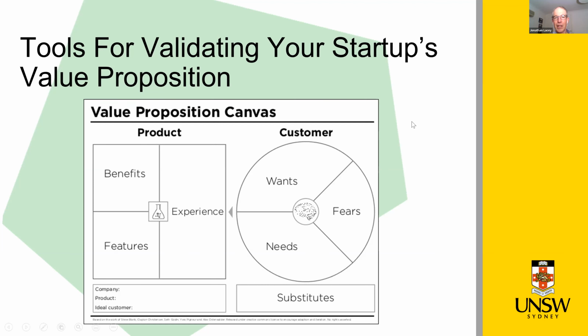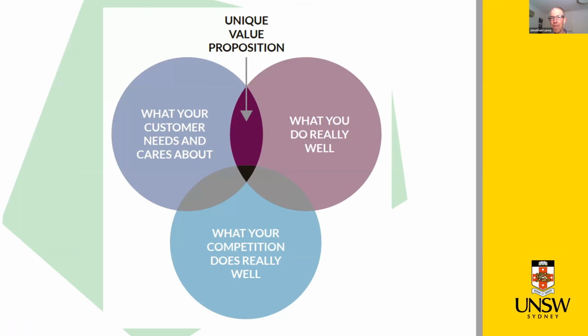Let's go into that in a little bit more detail. The idea that Peter's expressed pretty clearly is that we're looking for a situation where we have a clear understanding of what our eventual end customers need and care about, that there's an overlap between that and what we can do really well, and that not too much of that area is covered by existing competition.